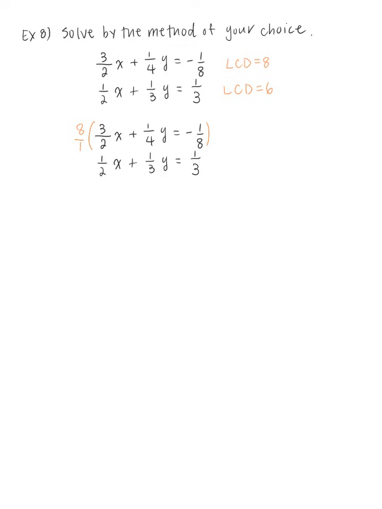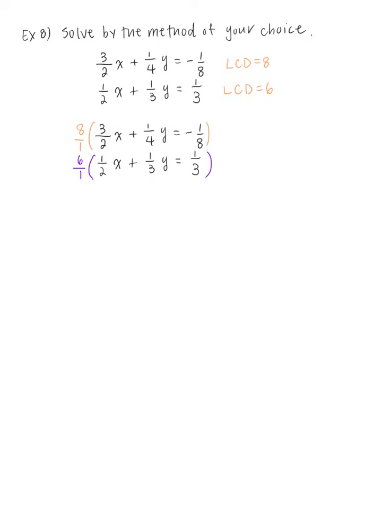And then for the second equation, multiply by its LCD, which is going to be 6. So here, 6 is the same thing as 6 over 1. So you're like, what are you going to do? Here's what I'm going to do. I'm going to distribute this 8 to each term, and then you'll see that the fractions are going to disappear. We're going to do the same thing for the second equation. We're going to distribute the 6 to each term, and then voila, the fractions will disappear.